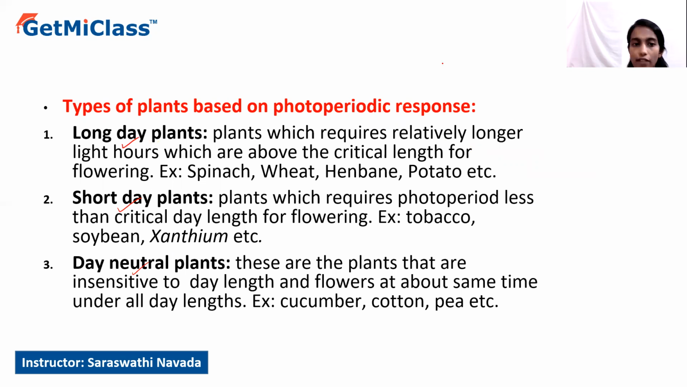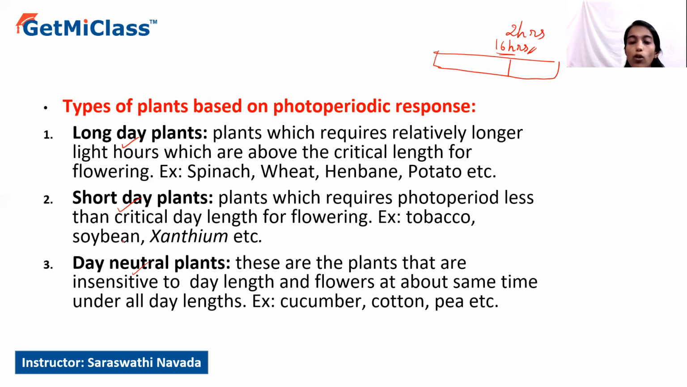Suppose in a particular day of 24 hours, these plants require a minimum of 16 hours of light exposure. Such plants are called long day plants, where they require relatively longer light hours which are above the critical length for flowering. Examples are spinach, wheat, henbane, and potato. All these are examples of long day plants.